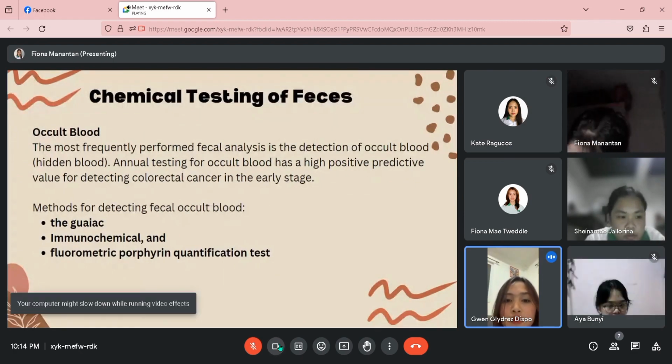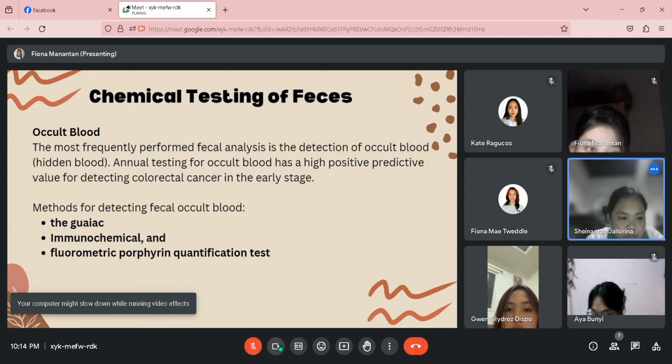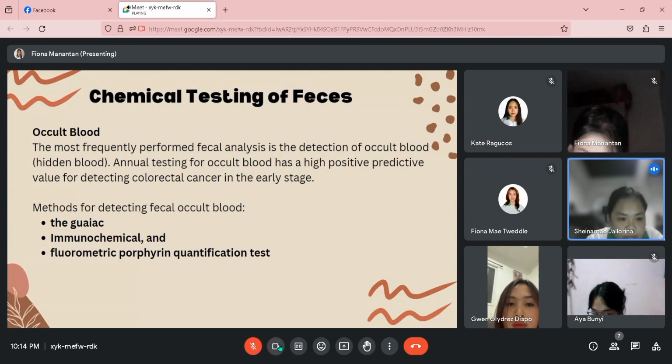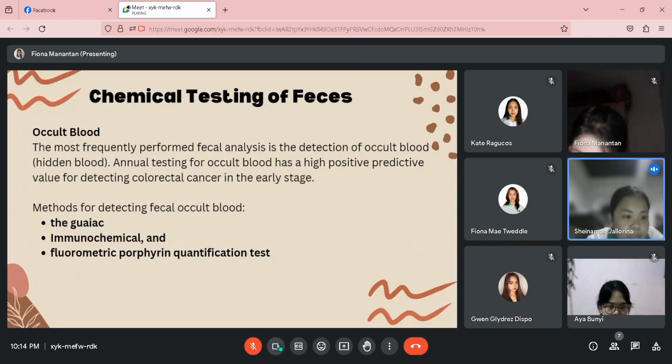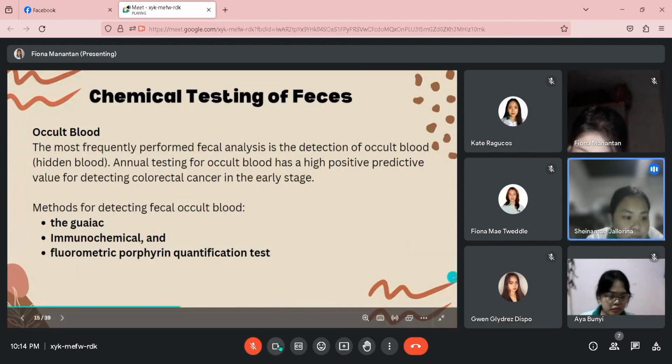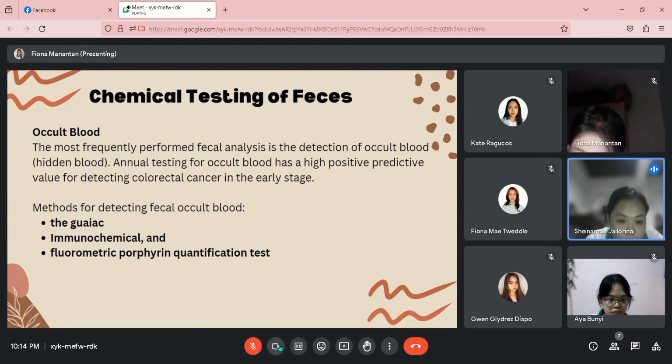So let's go to the chemical testing of feces. The first one is occult blood. The most frequently performed fecal analysis is the detection of occult blood, or the hidden blood. Testing for occult blood has a high positive predictive value for detecting colorectal cancer in the early stage, and is recommended by the American Cancer Society, particularly for people older than age 50.